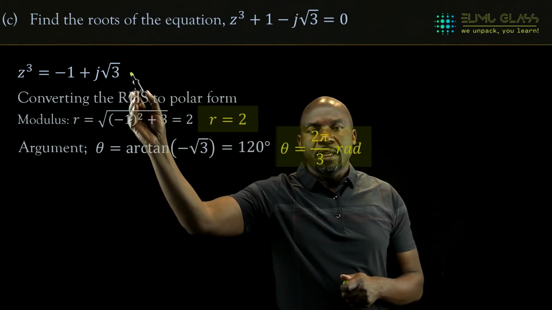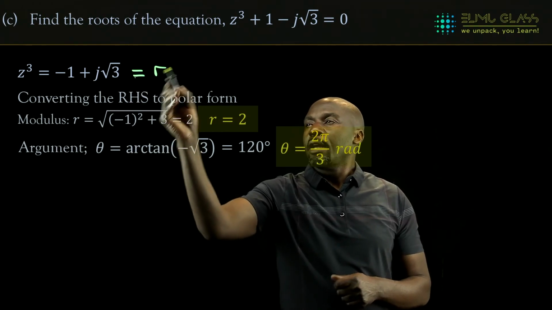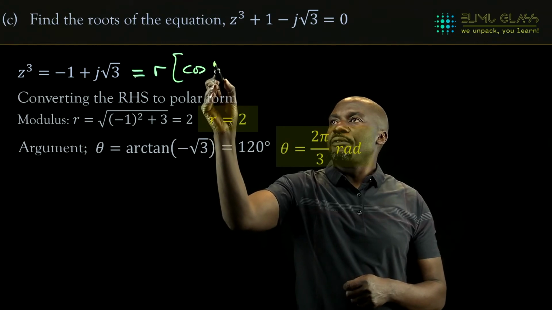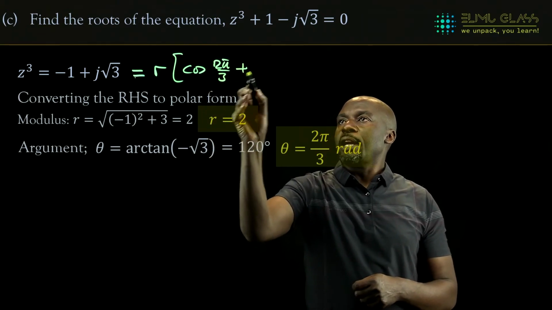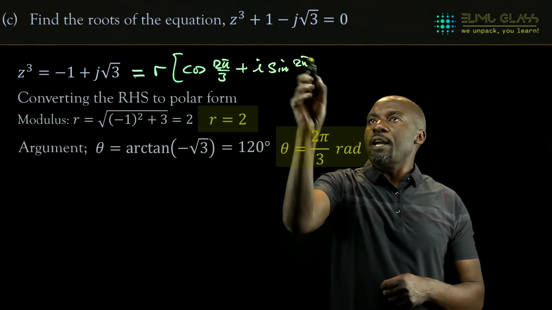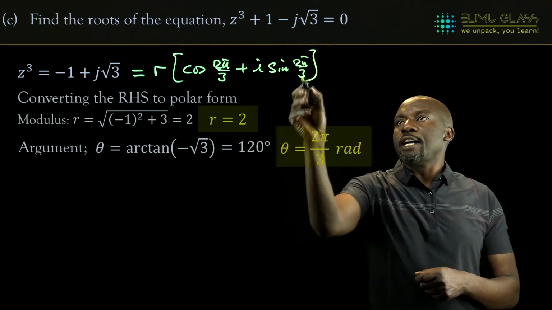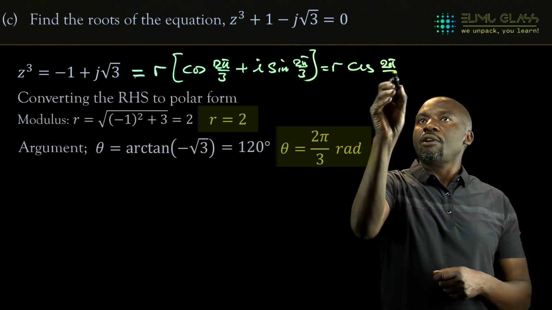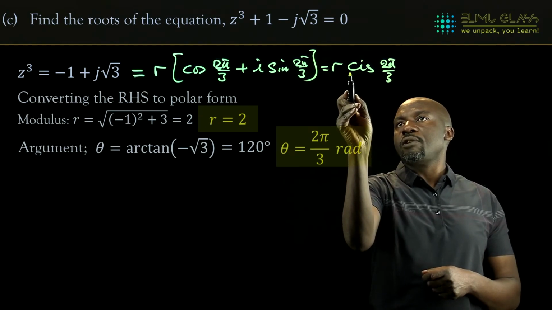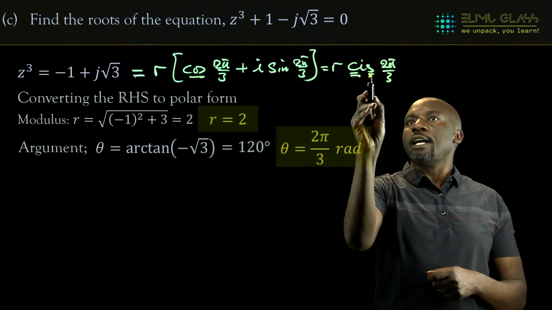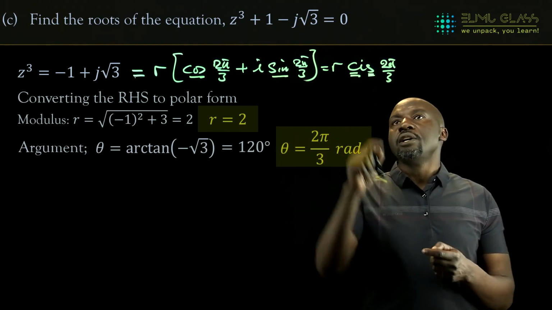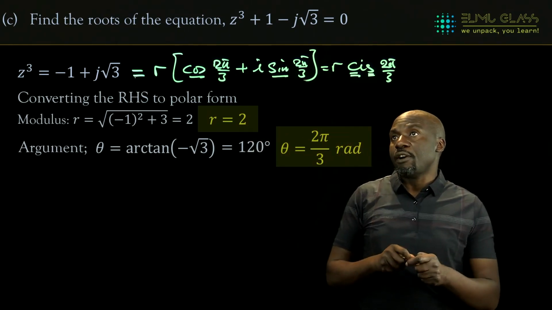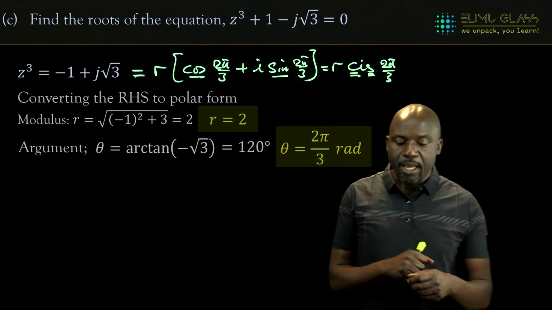That means expressing this in the form r cis. I'll write it in full: cosine of 2 pi over 3 plus i sine 2 pi over 3, which we usually just write as r cis of 2 pi over 3. Cis here means cosine and sine. Normally we write it in short because we don't want to keep writing sine and cosine all the time, so we shorten it like this in mathematics.